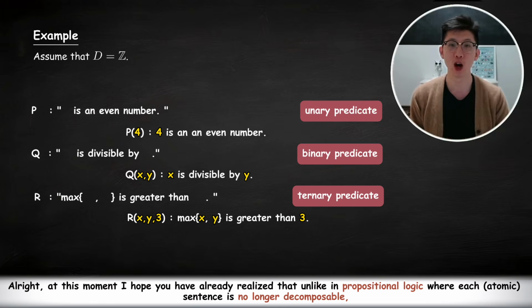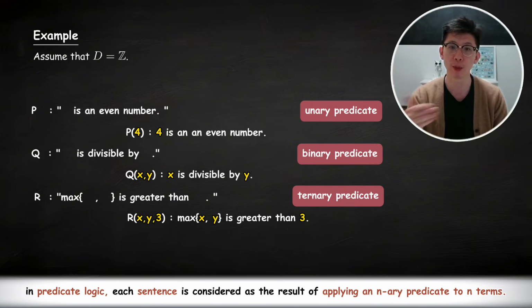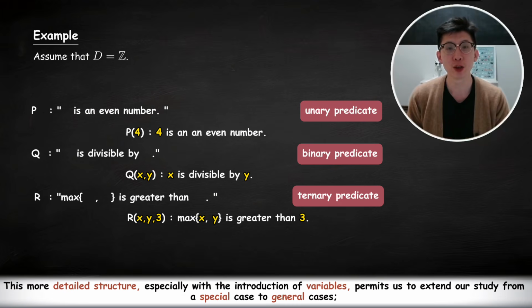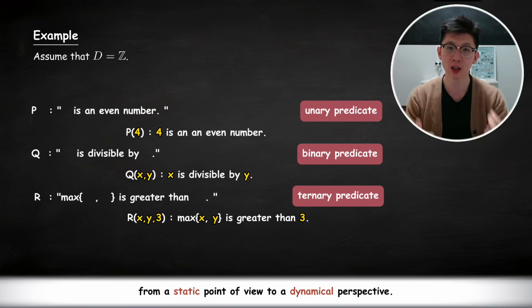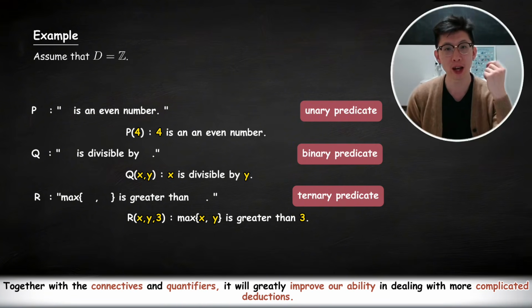Alright, at this moment, I hope you have already realized that unlike in propositional logic, where each sentence is no longer decomposable, in predicate logic, each sentence is considered as the result of applying an n-ary predicate to n terms. This more detailed structure, especially with the introduction of variables, permits us to extend our study from a special case to general cases, from a single object to multiple objects, from a static point of view to a dynamical perspective. And together with the connectives and quantifiers, it will greatly improve our ability in dealing with more complicated deductions.